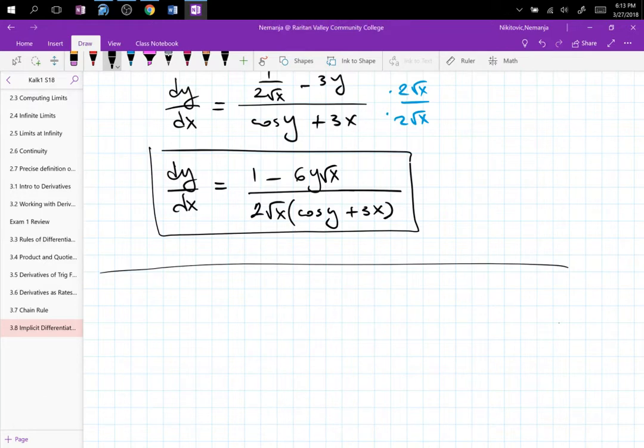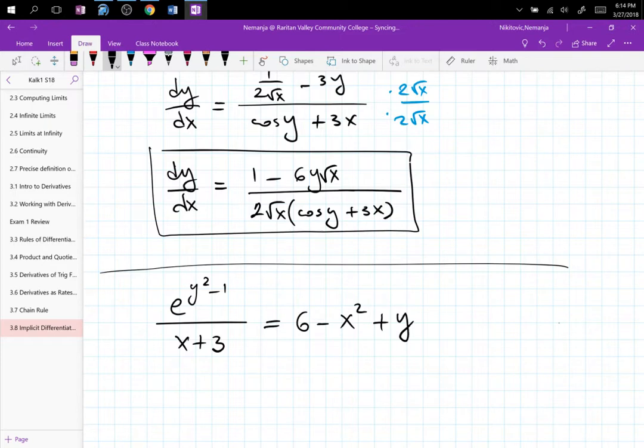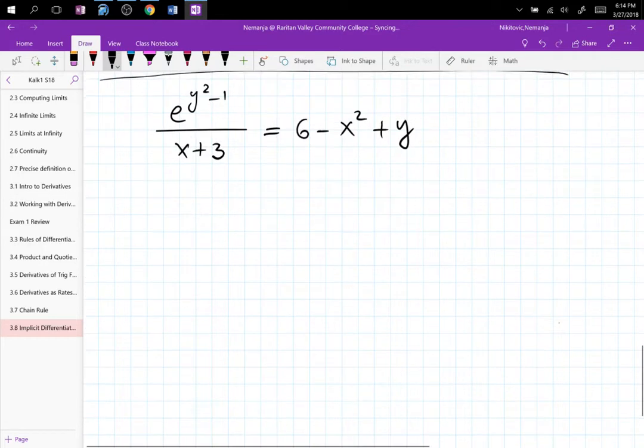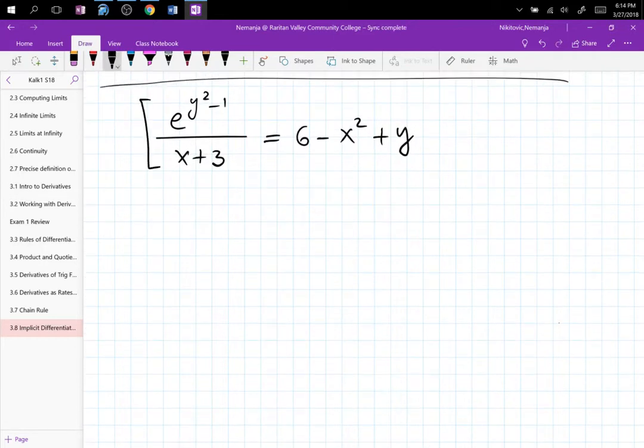Next example. Here the y squared minus 1 divided by x plus 3 is equal to 6 minus x squared plus y. And we want to take the derivative of this in respect to x.